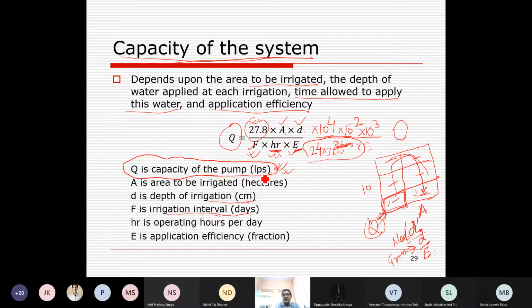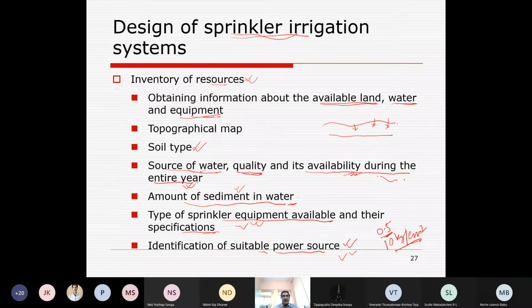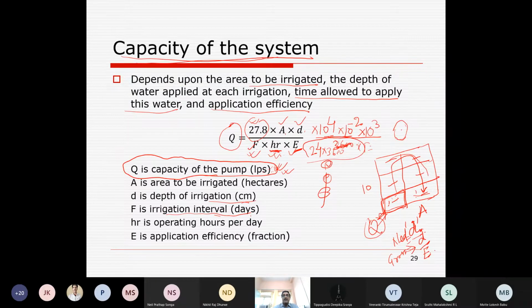this is not pump capacity, but this is the irrigation or sprinkler irrigation system capacity. This much amount it will deliver per second. So liters per second amount of water it will deliver, that is the capacity of the system. First you have taken inventory, requirement, availability, then you decided about the depth of application, then you decided the capacity of the system with efficiency, remember it.